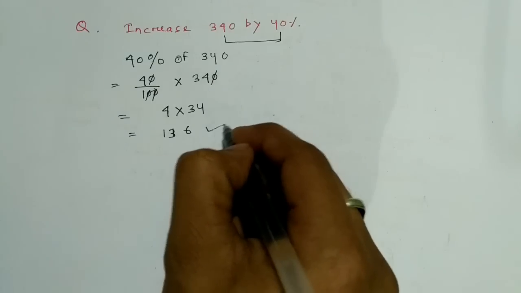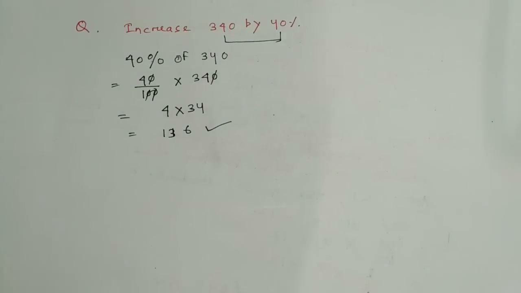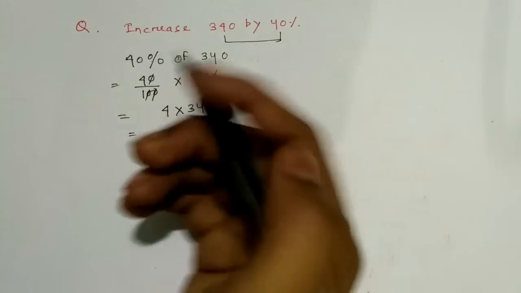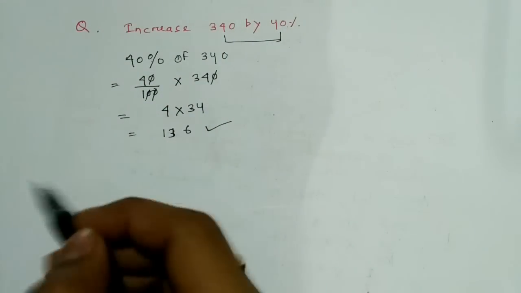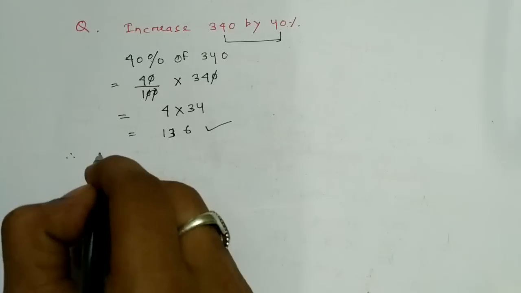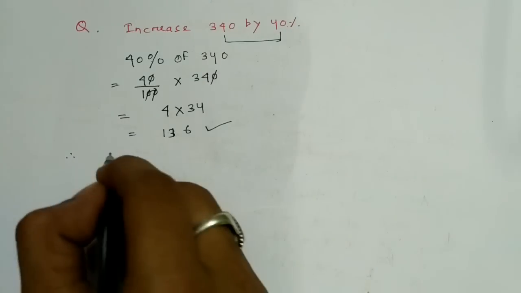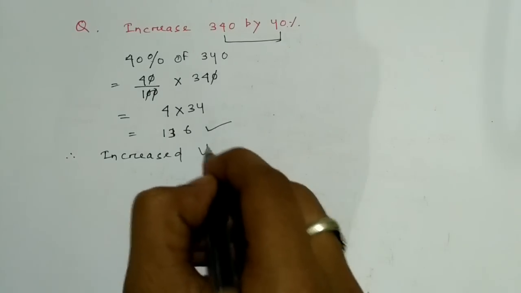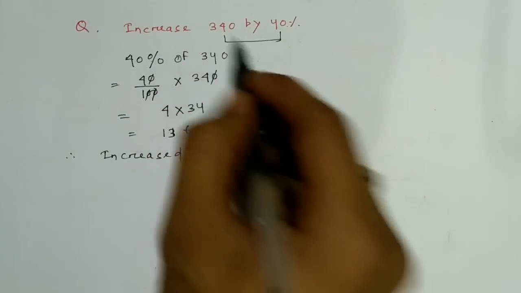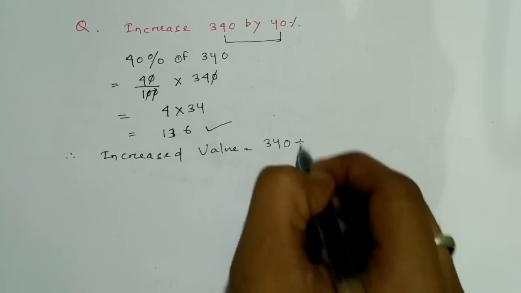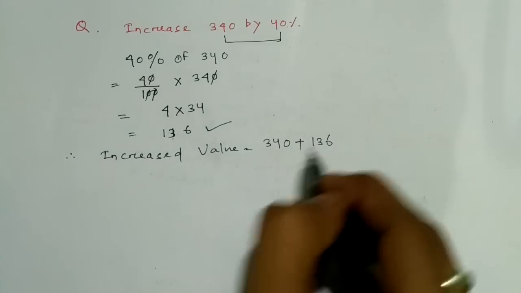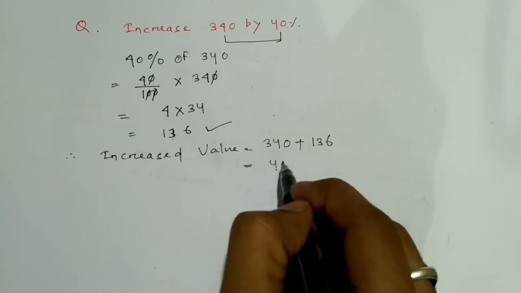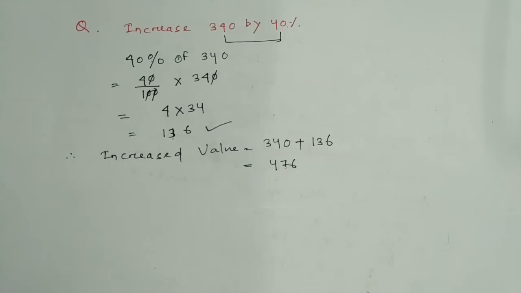So it is the increased value. If you increase 340 by 40%, what is the value? Then we can say that the increased value will be 340, the original value, plus the increased value 136. My answer will be 476. Okay, it is clear. So this is the answer.